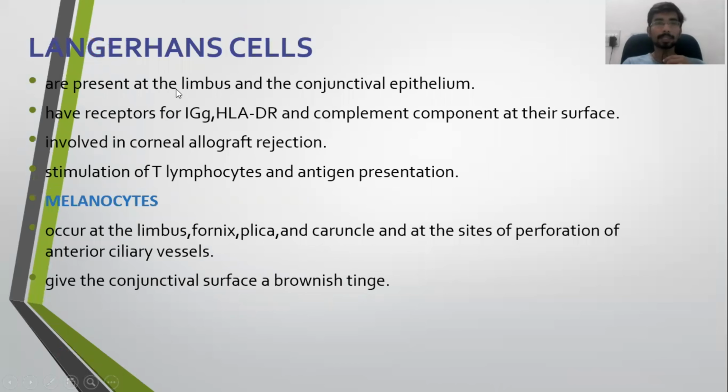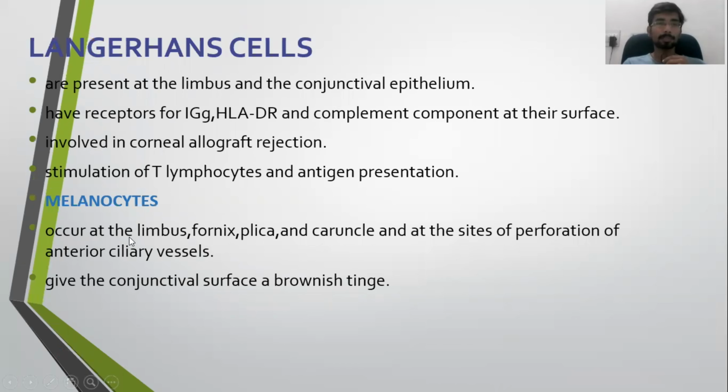Langerhans cells are present at the limbus and the conjunctival epithelium. Langerhans cells have receptors for IgG, HLA-DR and complement component at their surface. These cells are involved in corneal allograft rejection, stimulation of T lymphocytes and antigen presentation.